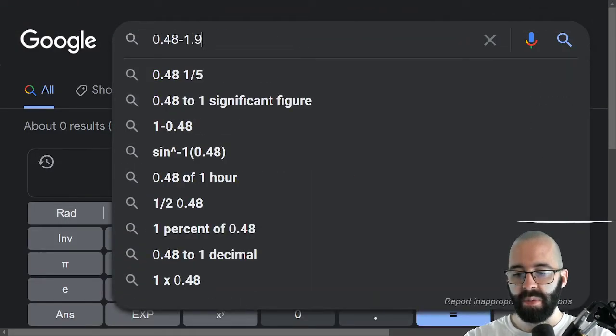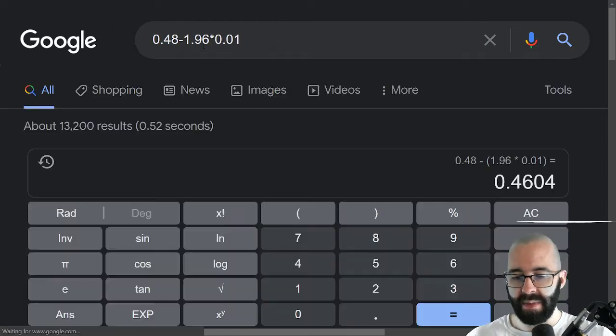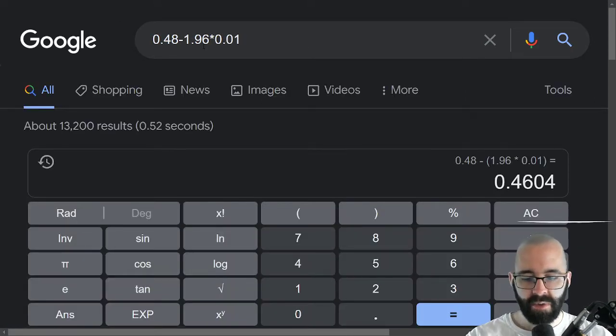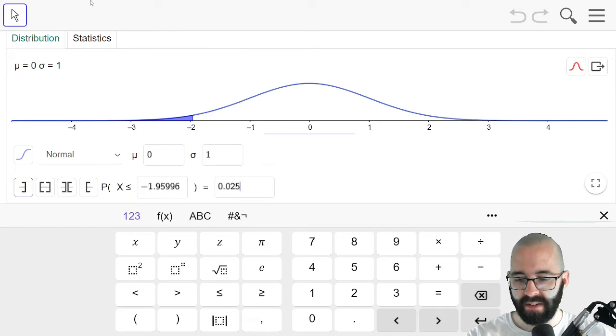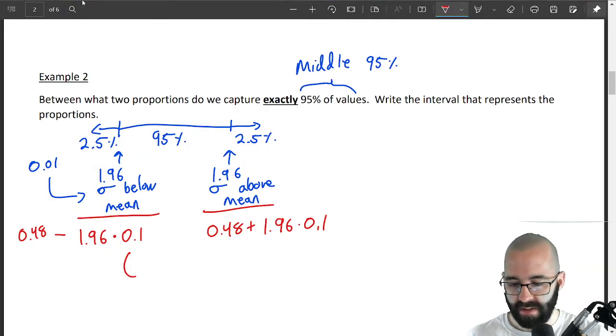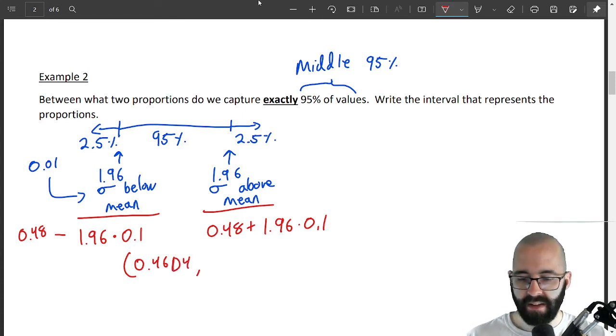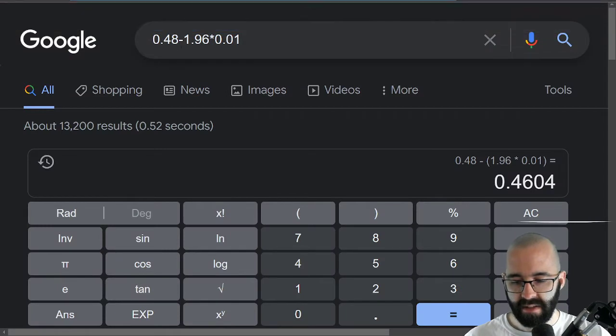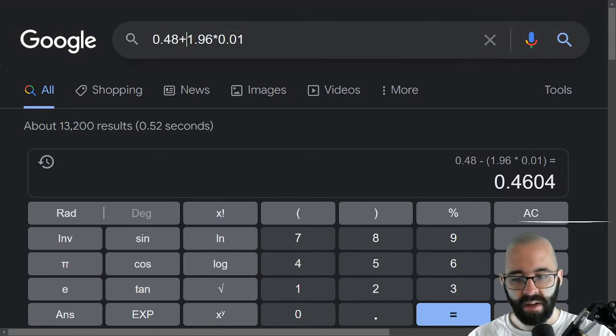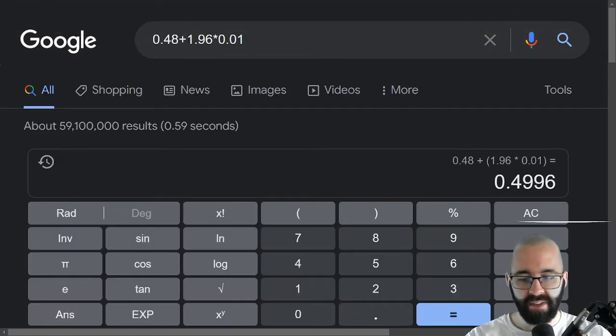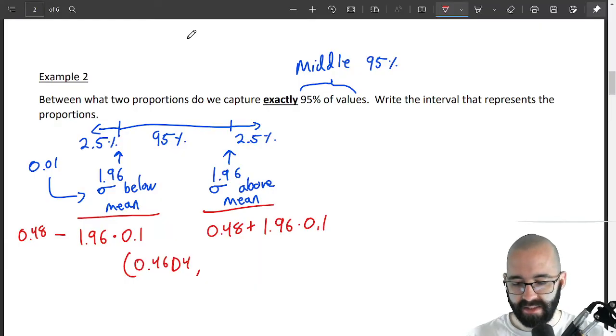0.48 minus 1.96 standard deviations away from the mean is 46.04%. Wait, I already forgot. 46.04, right? And likewise, 1.96 standard deviations above the mean, 49.96.